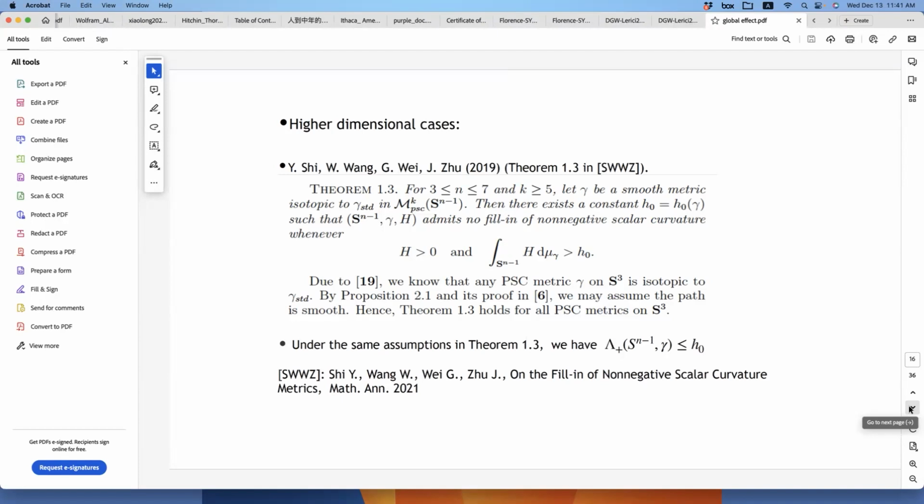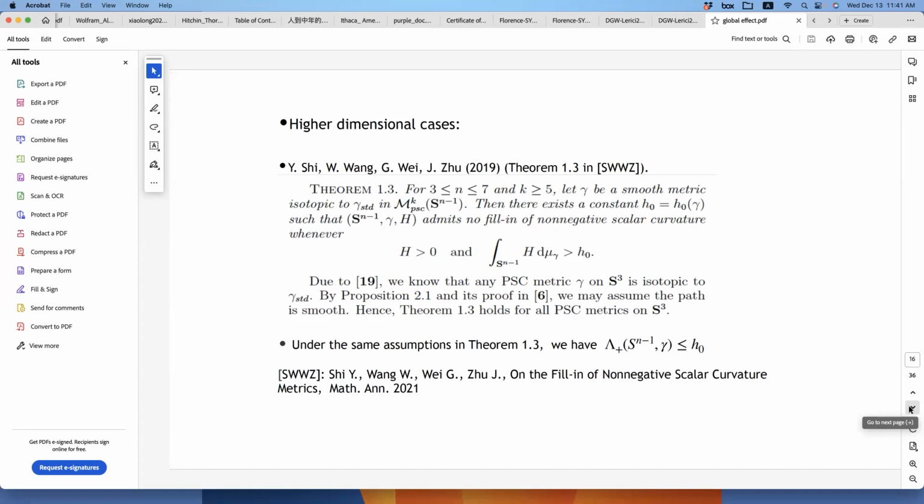Here, H naught depends only on gamma. Now, here's a remark. If n equals 4, that is for S^3, every positive scalar curvature metric has a connected path to the standard sphere metric in this set. So that means this condition is automatically true. Okay. Now, this is for the compact manifold with boundary case.